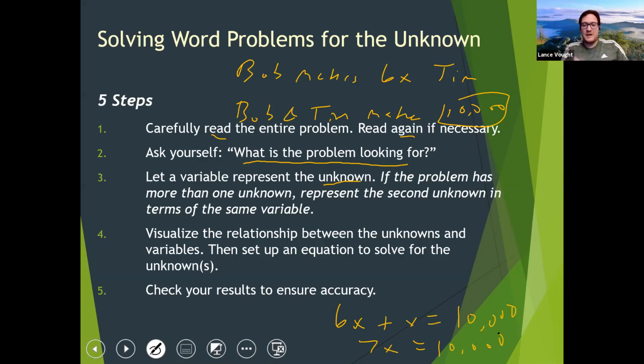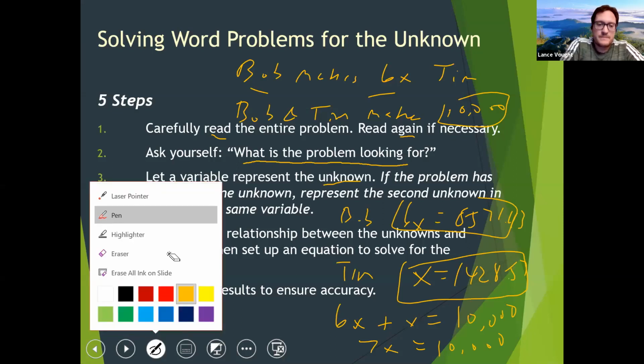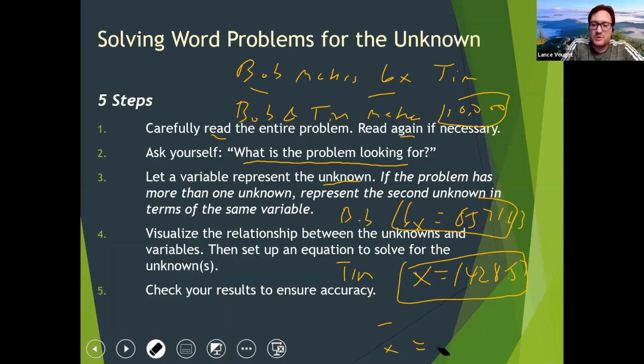When you divide that by 7, you don't get a perfect answer. You get about 1428.57. So we know that's Tim's salary. And then we know Bob's is 6 times Tim's. So then we just multiply this times 6, and we get 8571.43. So this is Bob's, this is Tim's. So if you have multiple unknowns, the goal is to just combine them into one variable.